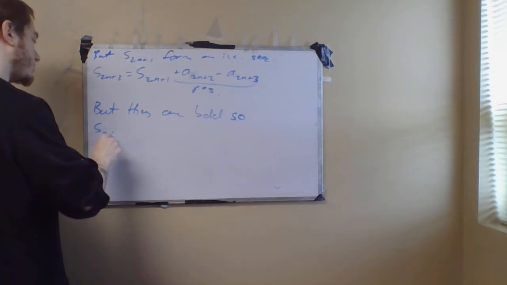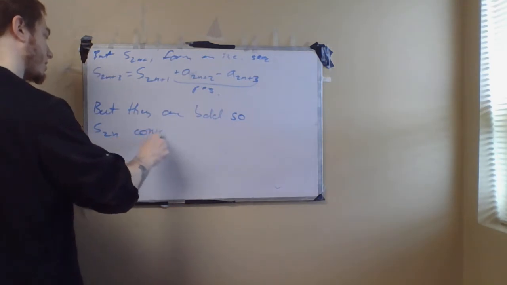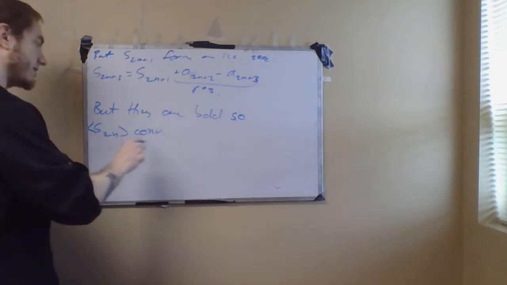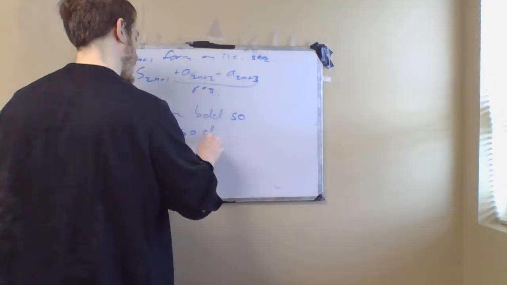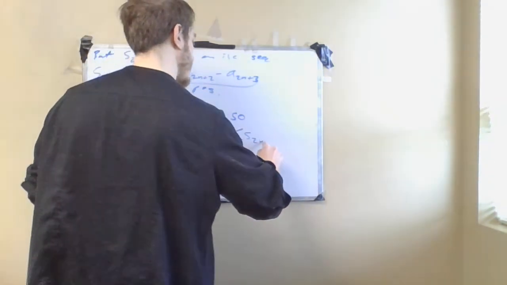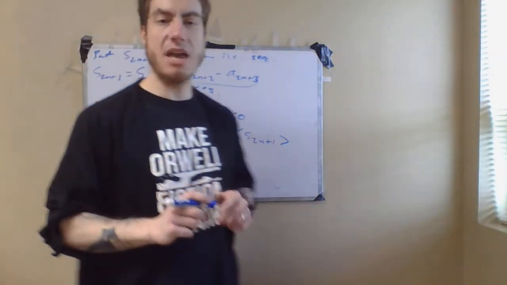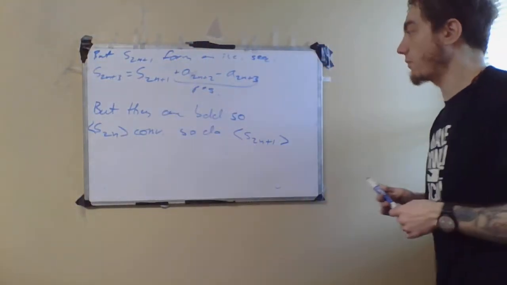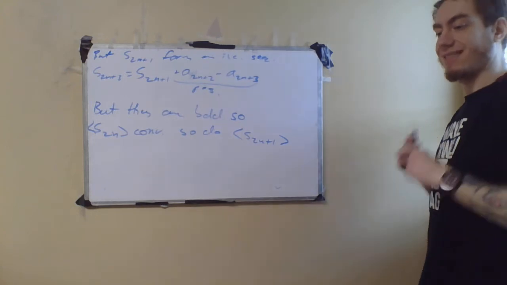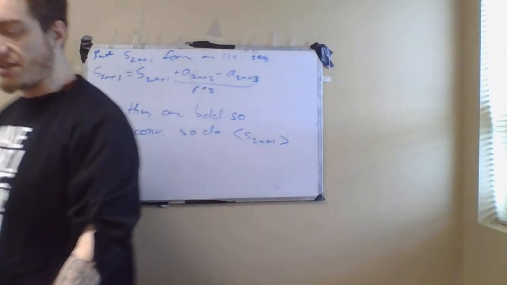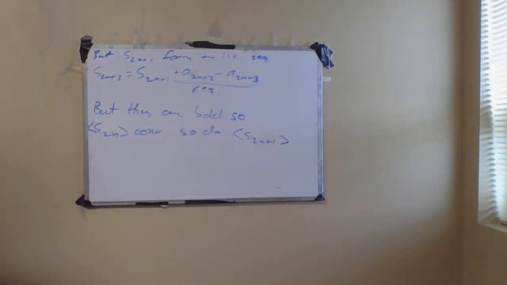So the S of 2n's converge as a sequence, and so do the S of 2n plus 1's. Now, the problem that we still have is to show that they converge to the same thing. Well, how do we see that they converge to the same thing? Their difference is going to 0.